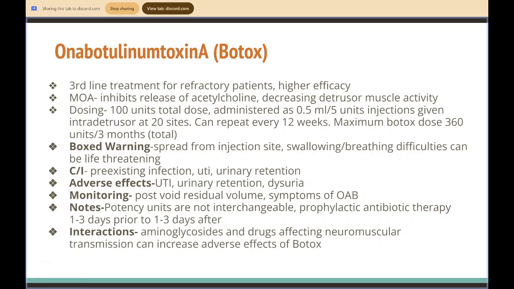All right. So the next slide is going to be about Botox, botulinum toxin A as an alpha.